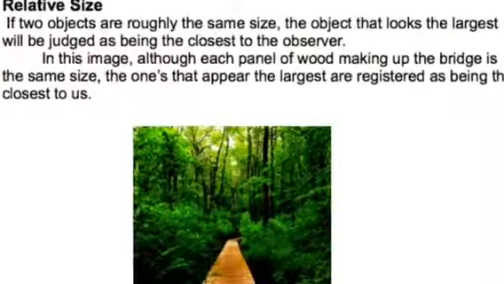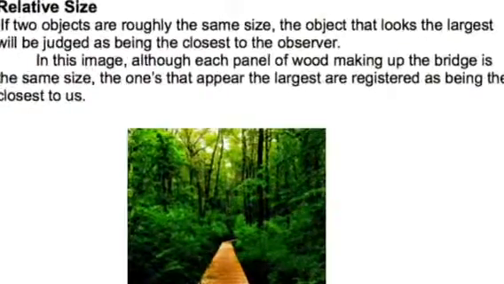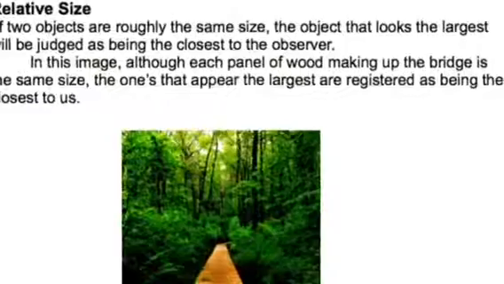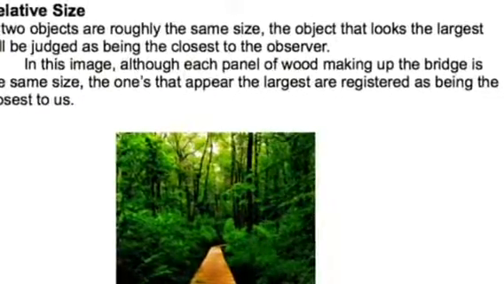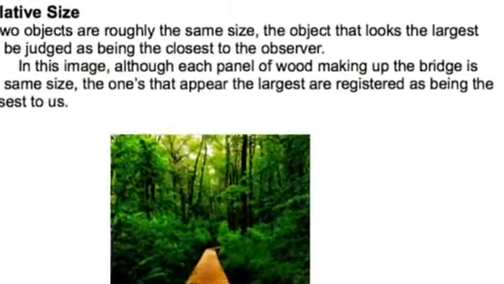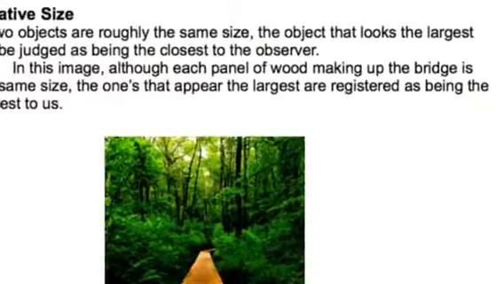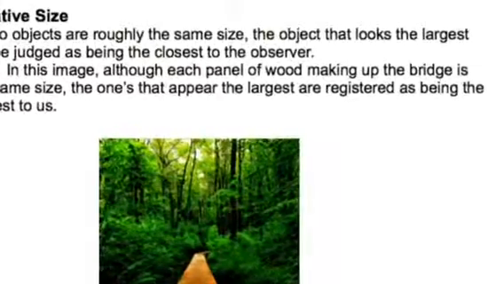If two objects are roughly the same size, the object that looks the largest will be judged as being closest to the observer. In this image, although each panel of wood making up the bridge is the same size, the one that appears the largest is registered as being the closest to us.